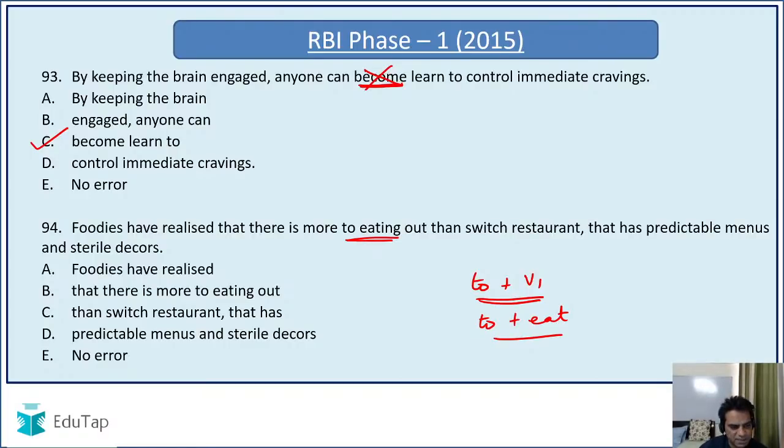What do you want me to explain? The grammar to you? So guys, the correct option should have been: foodies, meaning people who love to eat food, have realized that there is more to eat out than switch restaurant that has predictable menus and sterile decors. To is not usually followed by the ing form of verb, it is followed by the first form of verb. The correct option is option number B here, guys.